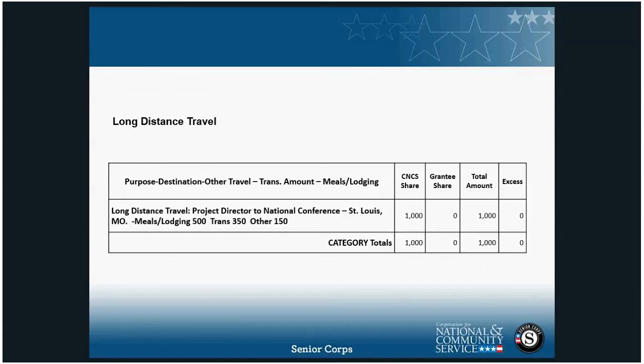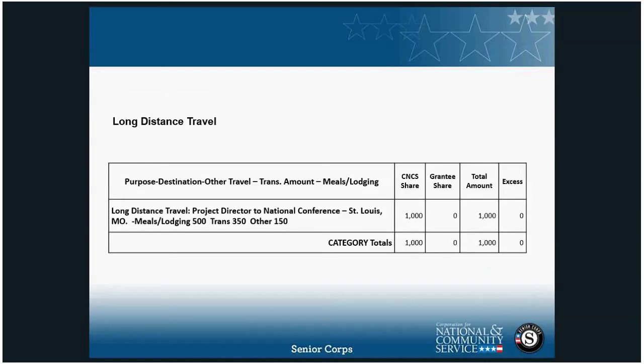All senior corps grantees must budget for training for one staff person, primarily the project director. You may budget for an additional staff member to attend training events if funds permit. The recommended amount for budgeting purposes is a minimum of $1,000 to attend a CNCS sponsored training.